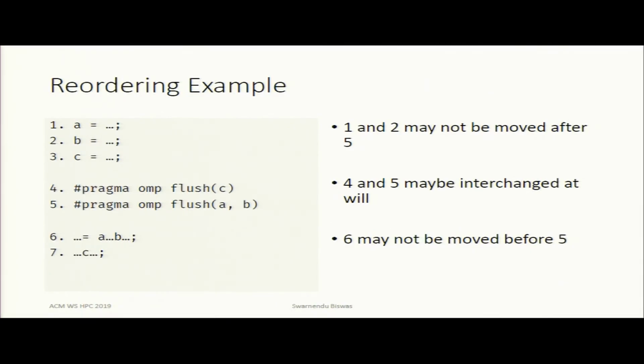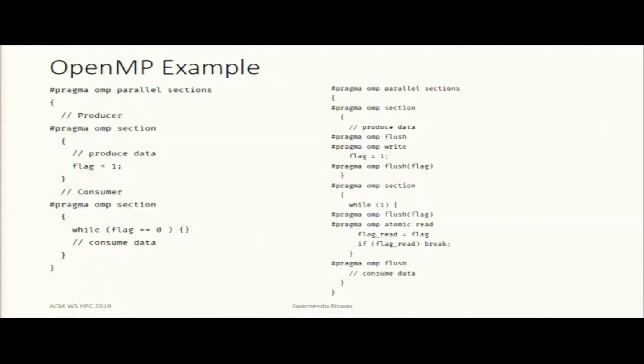6 may not be moved before 5 because this is a flush. So therefore, you cannot bring anything up before this flush or fence operation, right? Simple. This I think is an example of OpenMP flush. So what we are trying to do over here is implement a spin lock.